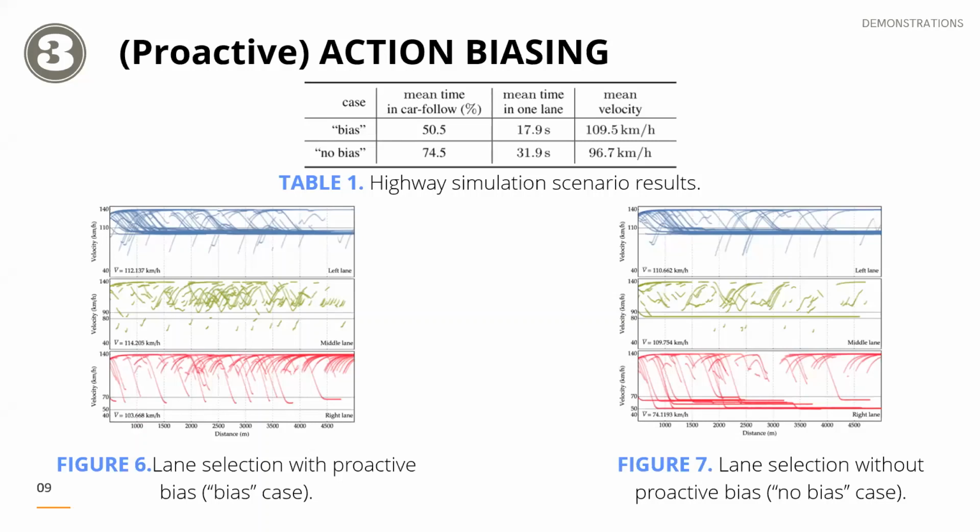In figures 6 and 7, the blue part indicates the left lane, the green part indicates the middle lane, and the red part indicates the right lane, for lane selection with proactive bias and without proactive bias respectively. In the case of lane selection with bias, the profiles are interpreted where the vehicle changes lane. In the case of lane selection without bias, the velocity profiles reveal that the agent may remain frequently trapped behind slower vehicles in both the middle and right lane cases.